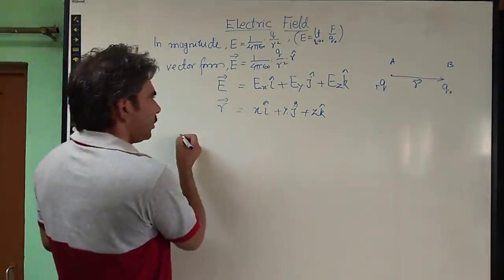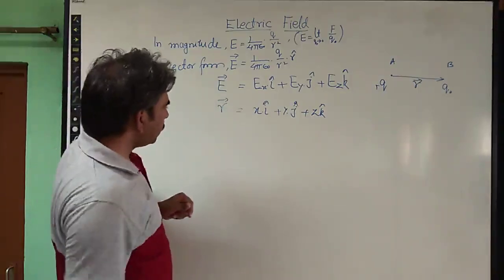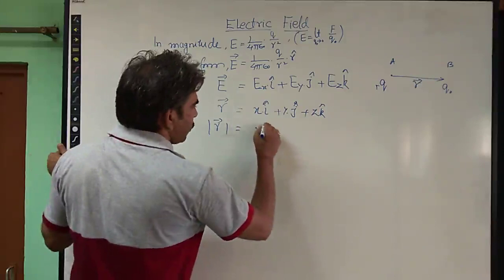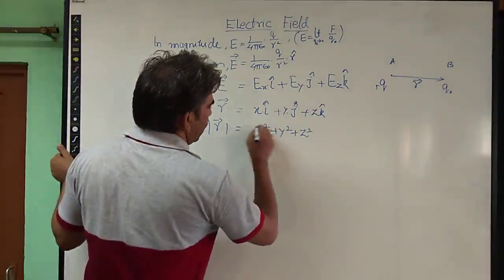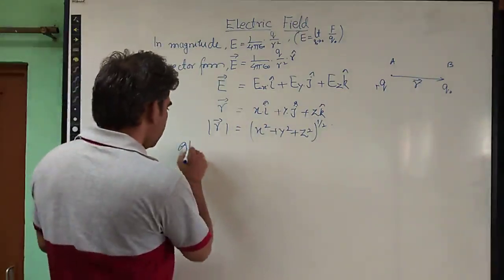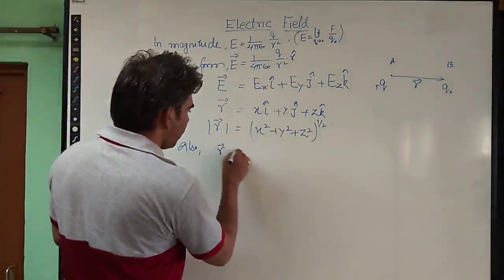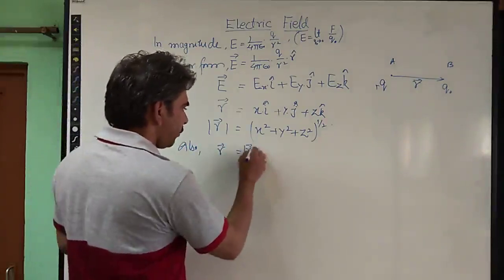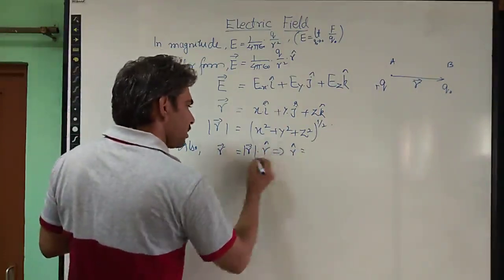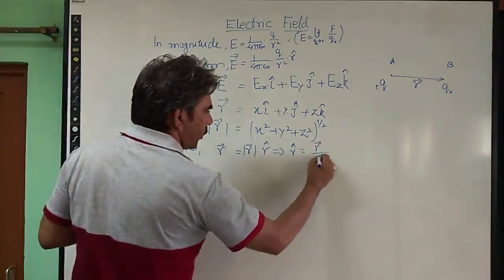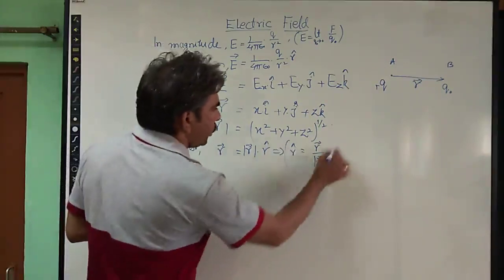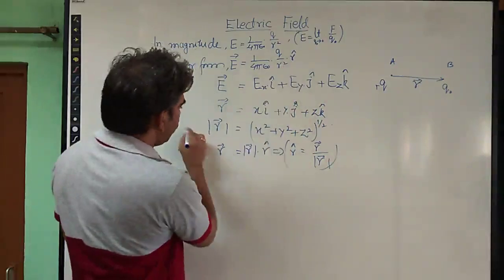And how we can write the magnitude of the r vector: this can be written as x square plus y square plus z square power 1 by 2. So we can make use of these things, and we also know that the r vector can further be written as its magnitude times the r unit vector. So from here the r unit vector can be written as the r vector upon the r vector magnitude, or simply we can write the magnitude as r. So this is the notation we are going to use here.